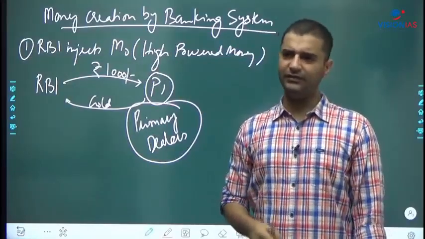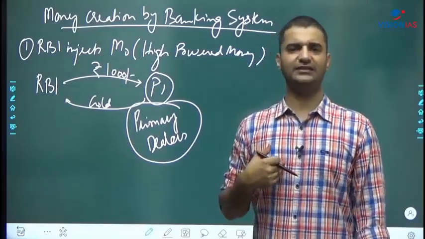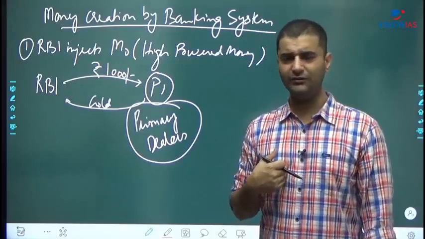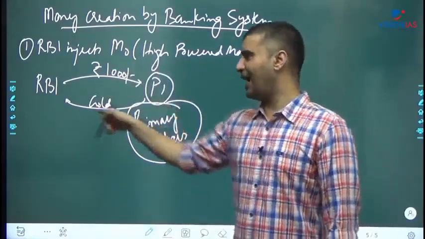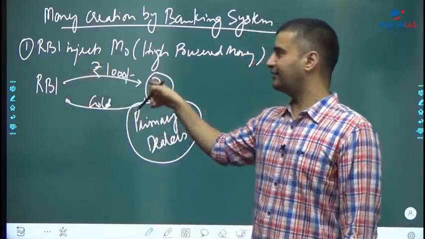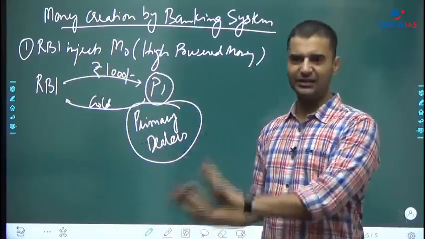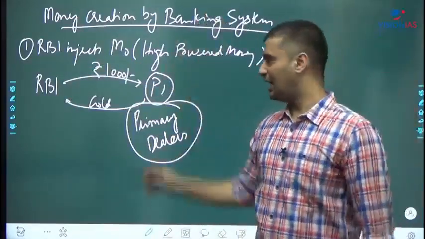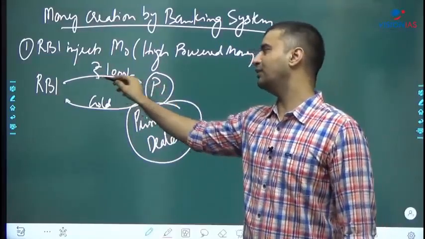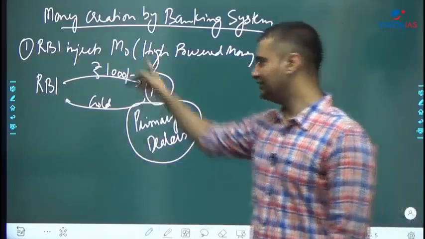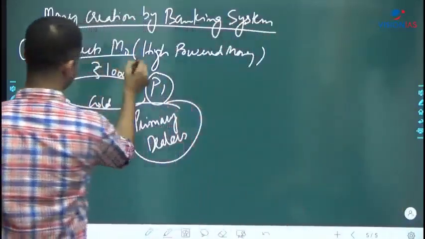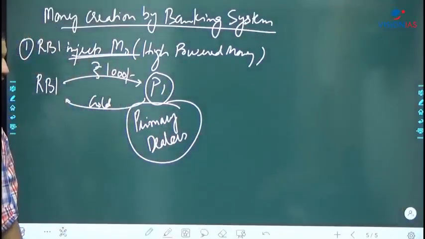RBI will not deal with, let's say, me, who is a customer of Axis Bank or PNB or SBI. RBI will not deal with me. RBI will deal directly with the bank. Okay? So RBI will, let's say, buy gold from somebody and inject 1000 rupees into the economy. Let's say this person is some primary dealer, some big hotshot person. RBI buys gold, and now 1000 rupees is there in the economy. Okay? So this is step one. RBI injects M0. Fine.